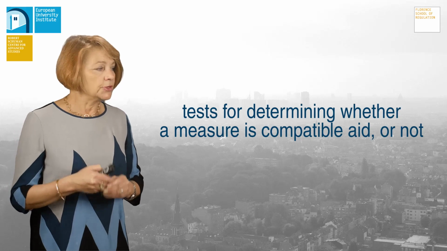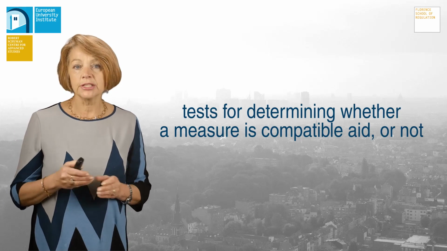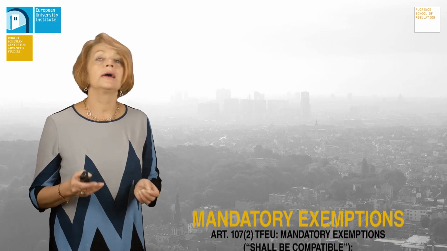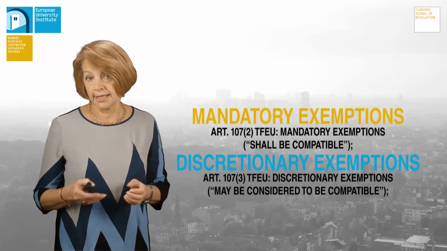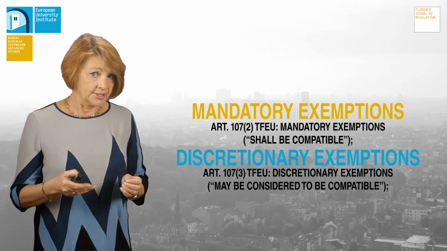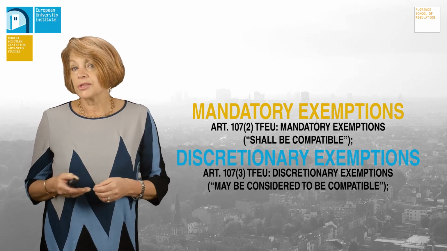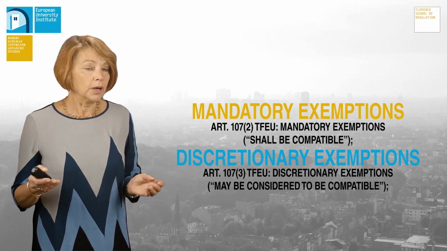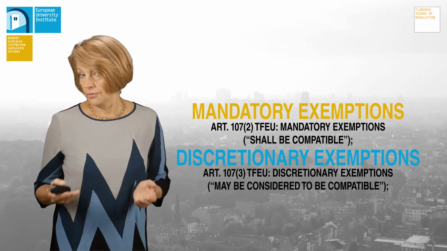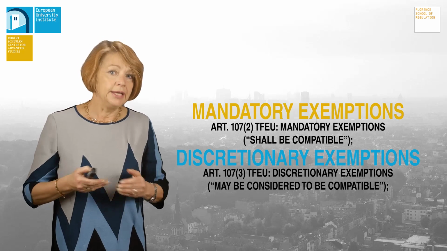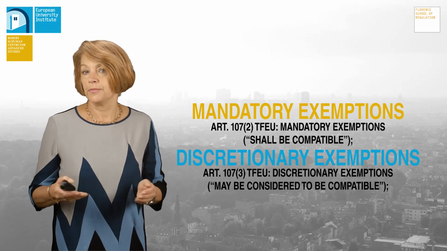So the treaty provides us with a starting point, and we have rules in the treaty governing what we call mandatory exemptions and rules governing discretionary exemptions. So mandatory exemptions are the exemptions whereby a member state gives a consumer, for example, a voucher or a coupon to buy a certain amount of green energy per year. That's a fictitious example, but here every consumer gets the same voucher.